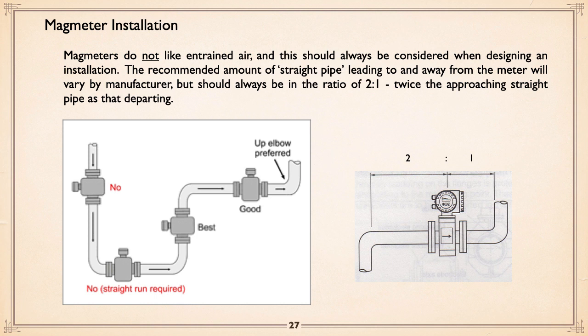Now, here are the no's and the yes. No, because it's downflow and air can be entrained, coming down, splashing, whatever. Straight run required? No, we're too tight. We haven't got these straight runs of pipe in front. We'll get to that in a minute. Best is flowing upwards with some distance. And good is where we normally do it. Okay, an up elbow at the end to make sure, again, that air doesn't pocket. And classically, if you're going to have straight lengths, the inlet piping should be twice as long as the discharge piping, okay?